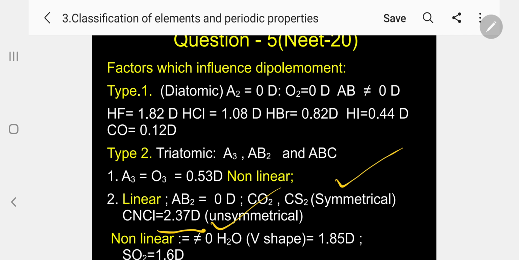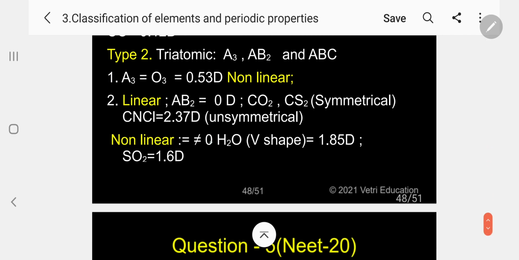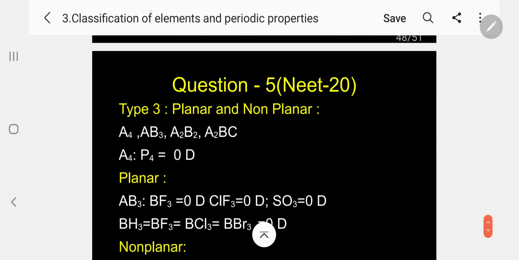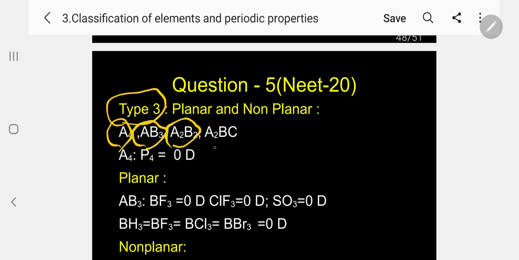Now coming to the non-linear, kindly follow. Linear, symmetrical: 0; unsymmetrical: non-zero. Whereas non-linear, for example water, V shape, has a value; SO2 again 1.6. Kindly follow. Type 3, I am taking an example. You have to find out whether it is A4, AB3, A2B2, A2BC or ABCD, whatever it is. These are type 4. You have to find out from the hybridization and lone pair whether it is planar or non-planar.